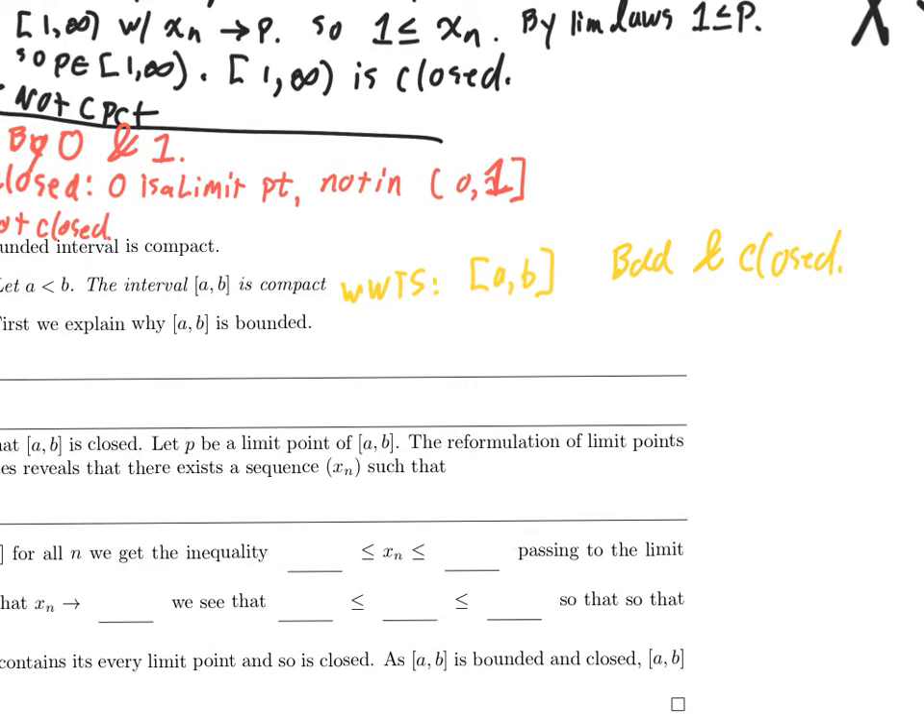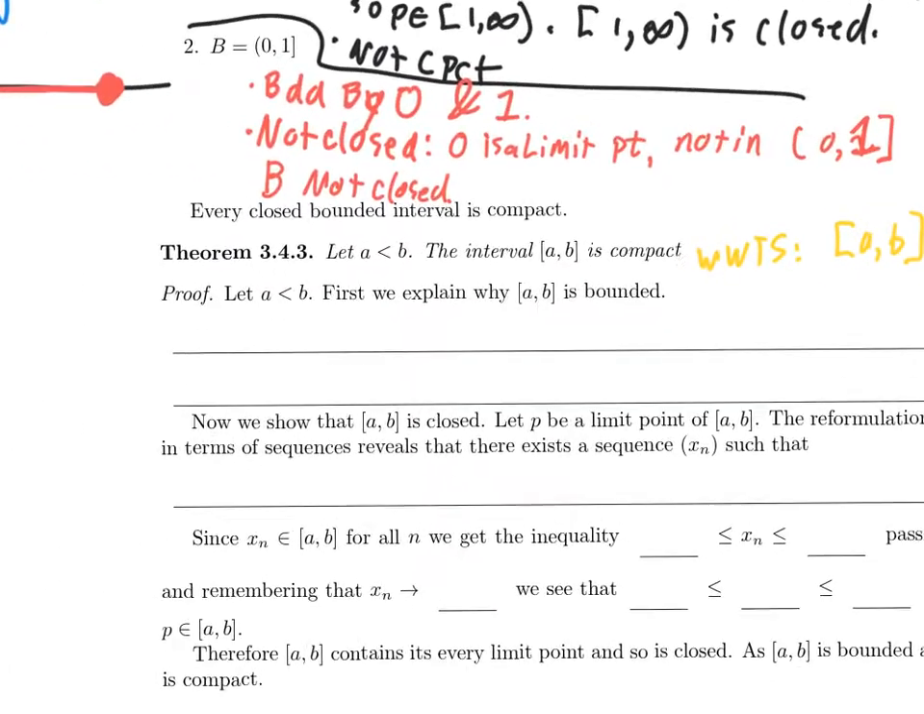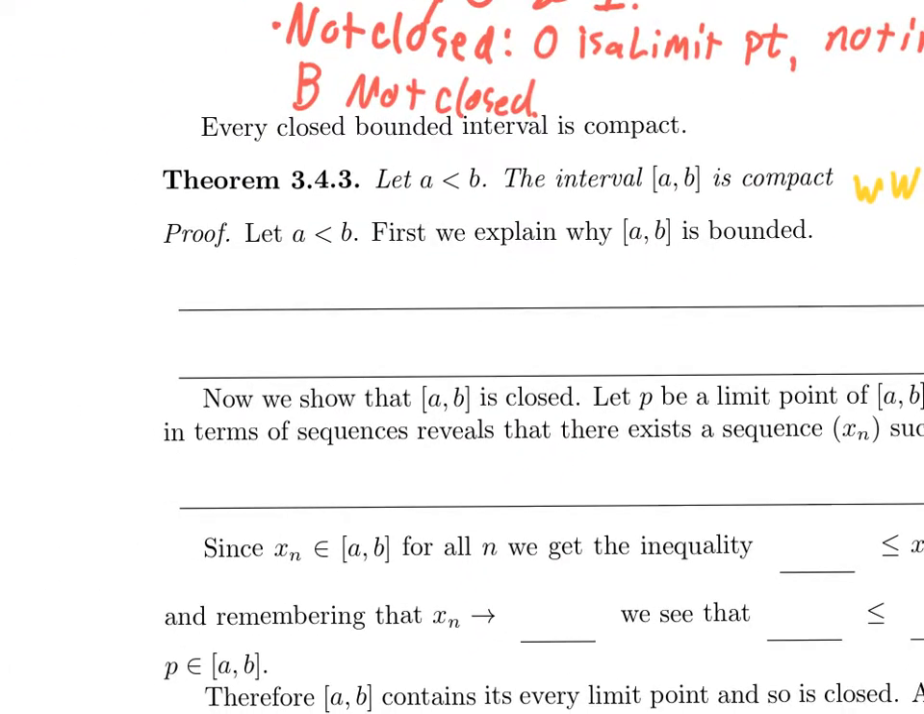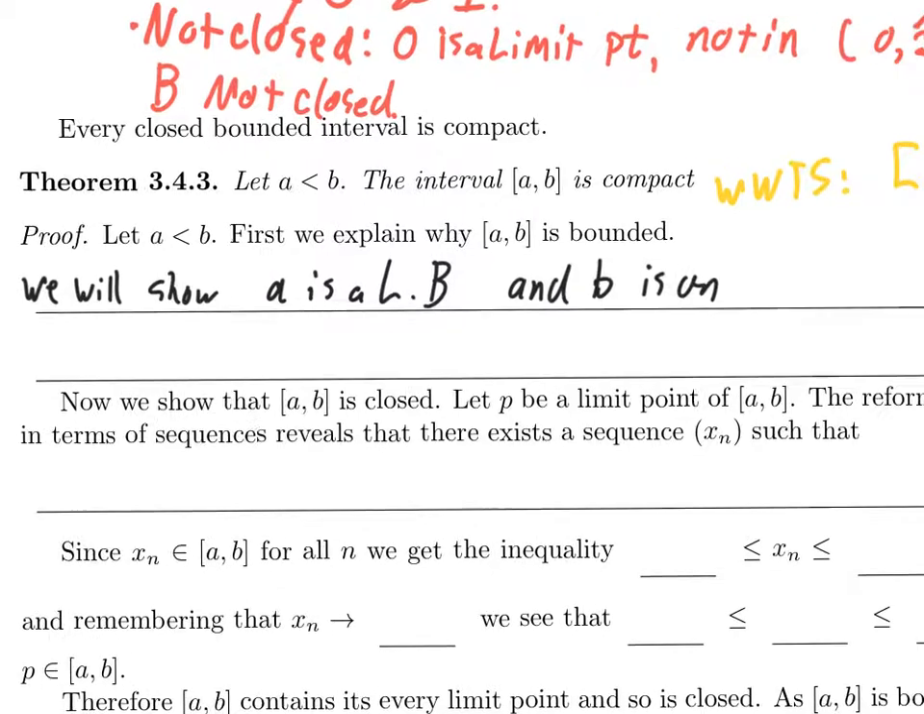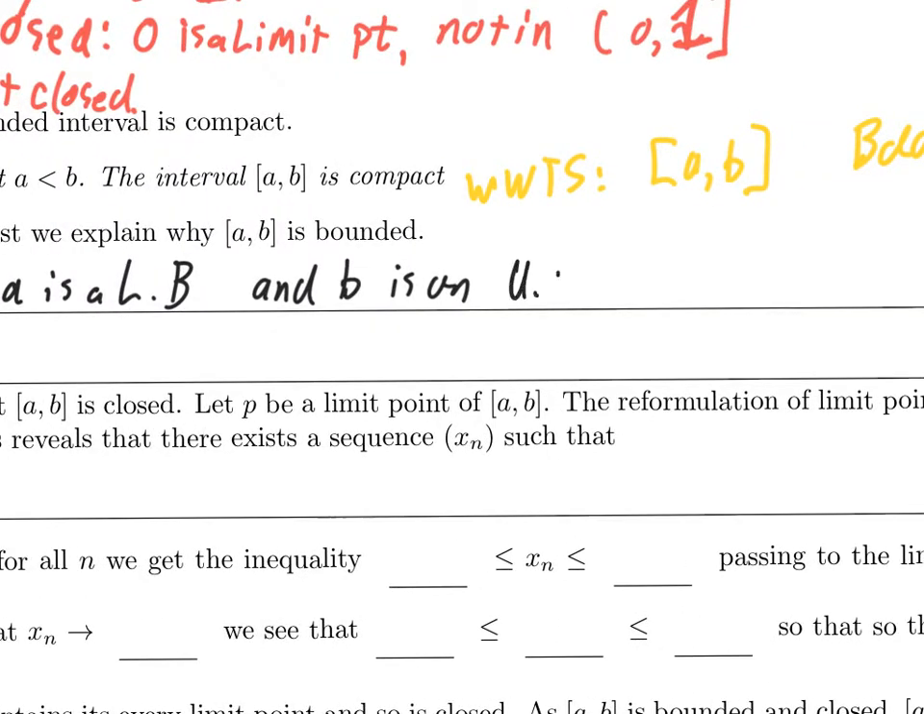Well, boundedness is obvious, right? A is a lower bound, B is an upper bound. Maybe we'll just be rigorous about it. So let's explain why A comma B is bounded. We will show A is a lower bound and B is an upper bound. So let's do that. Let's consider any.